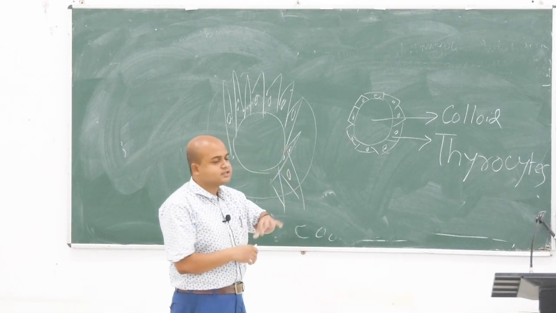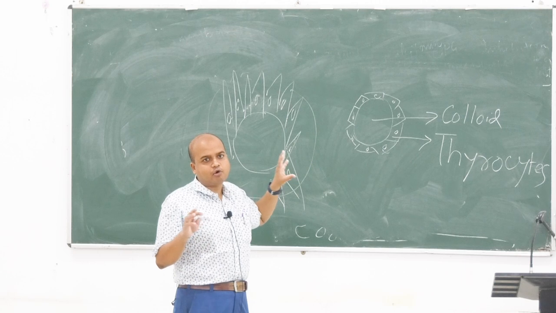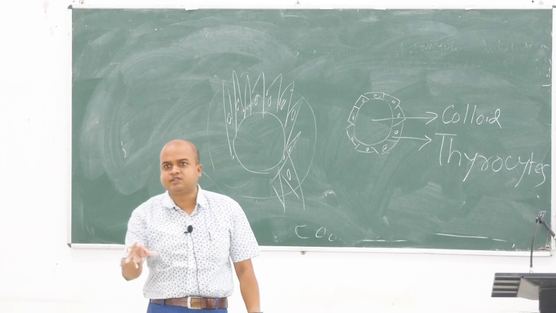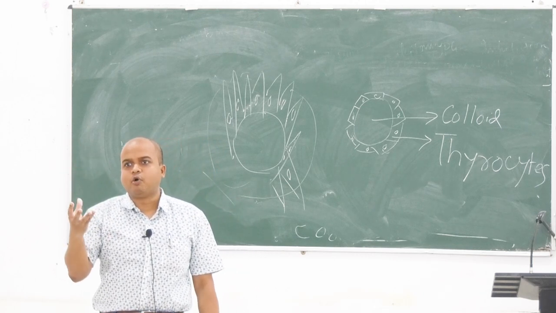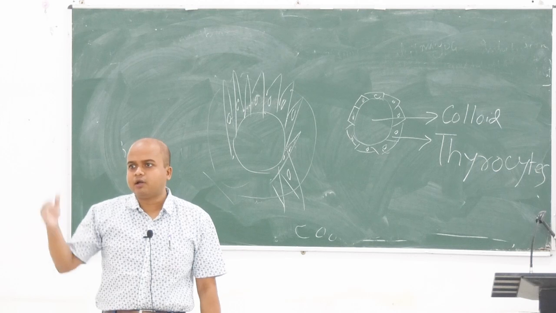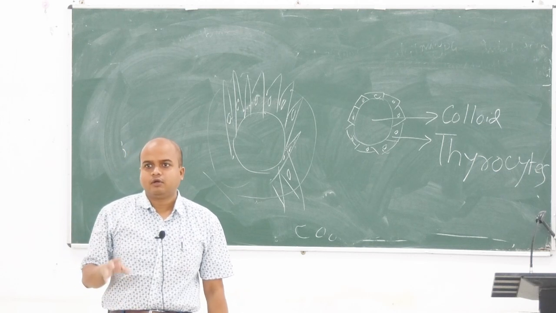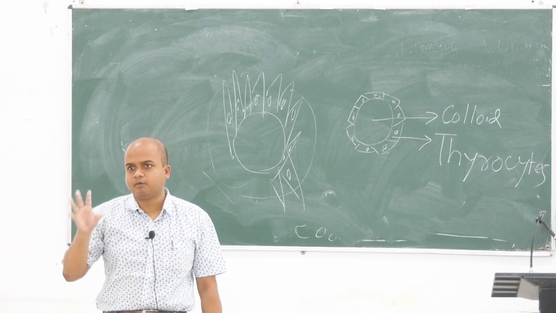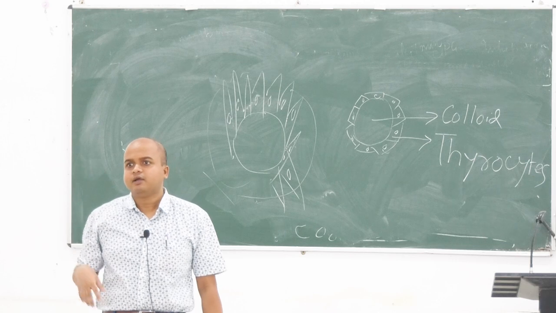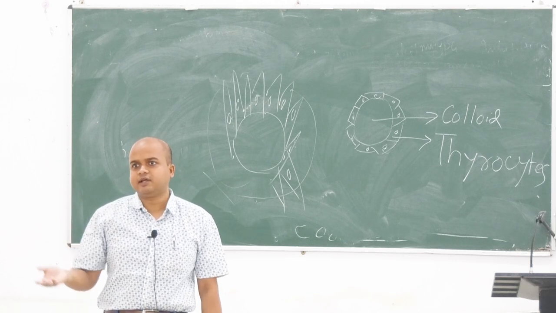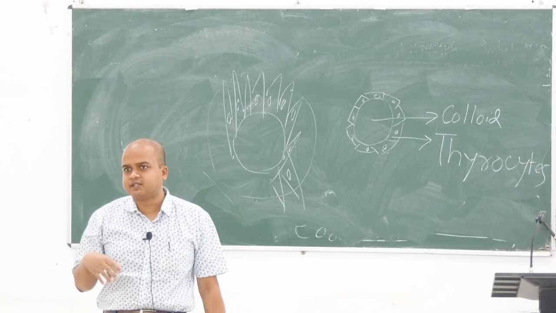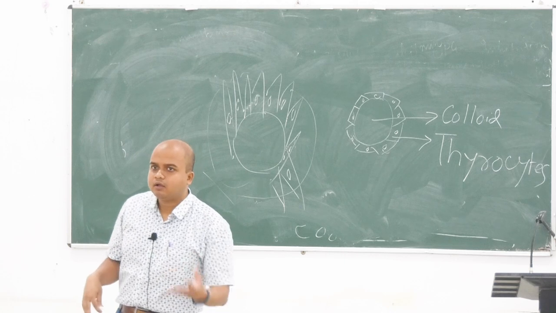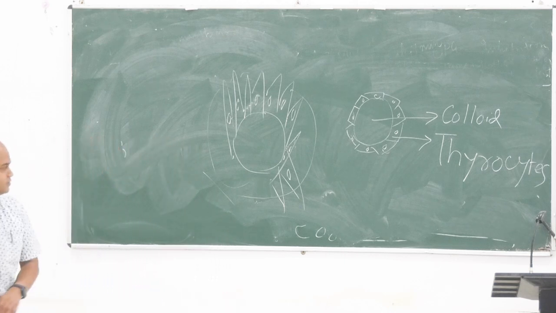Now this is the structure: thyroid follicles, numerous follicles. Follicles in an inactive state at a particular time are smaller in size and lined by flat cells, looking like squamous cells. Whenever the cells are synthesizing and secreting, under the microscope they look like cuboidal or columnar cells, and the follicle is also increased in size.